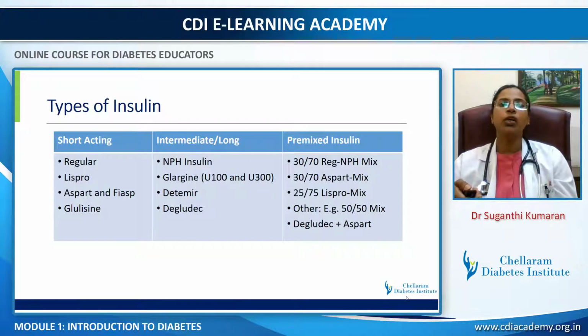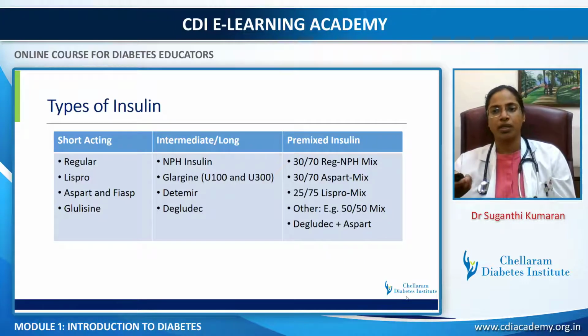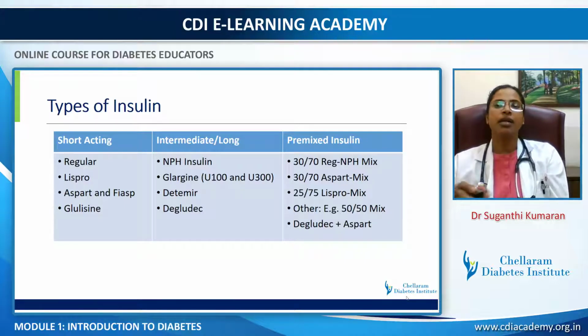Examples of short acting insulin include regular insulin, Lispro, Aspart and Fiasp, and Glulisine. Examples of intermediate and long acting would be NPH insulin, Glargine U100 and U300, or the types Detemir and Degludec. The premix insulin contains a 30-70 ratio, where the 30 would be the regular insulin and the 70 part would be the intermediate or long-acting one, NPH. Then you have analog premix as well, 30-70 aspart mix. I will explain all this in detail in future slides.